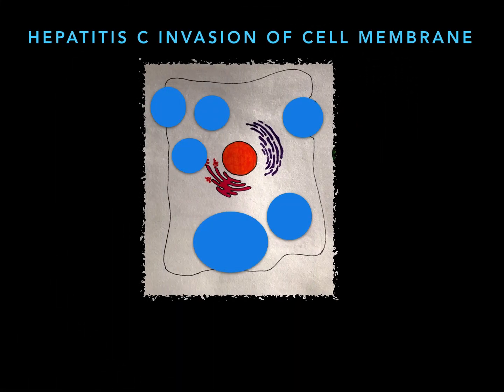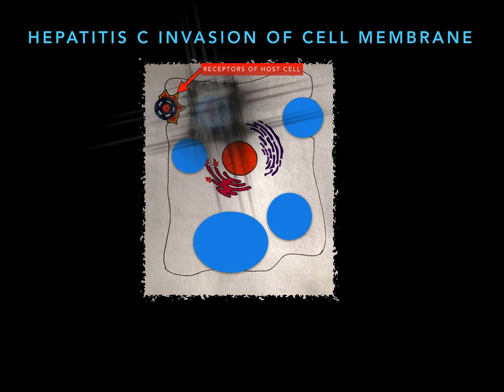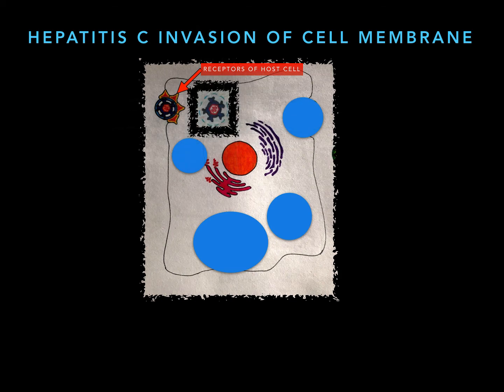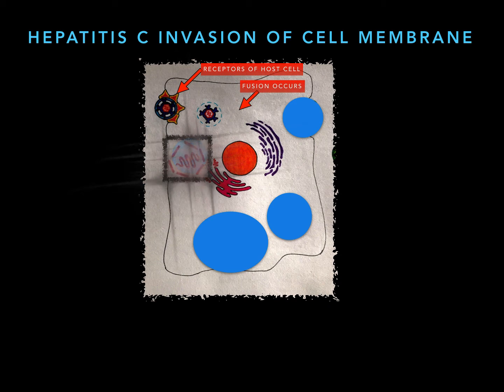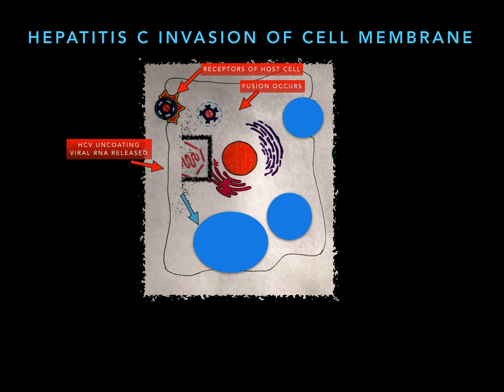Invasion of cell membrane. HCV virus approaches the cell membrane of hepatocytes. Its outer membrane consists of envelope glycoproteins which attach to the receptors of the host liver cell. The viral lipid coat is fused with the plasma membrane of the host cell. After fusion, the viral protein core begins to uncoat, a process where the protein coat dissolves and then releases the viral RNA inside the cell. Positive RNA strands are released.